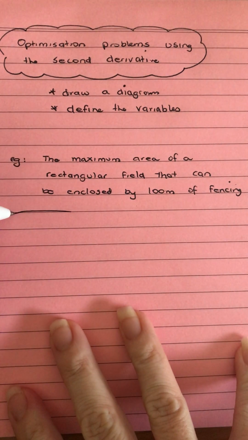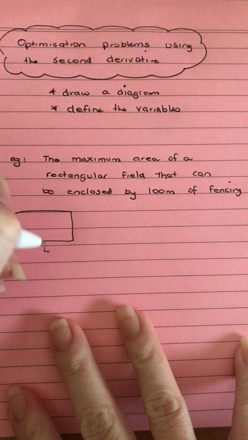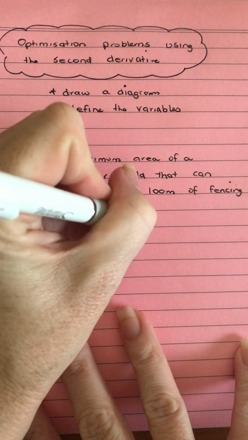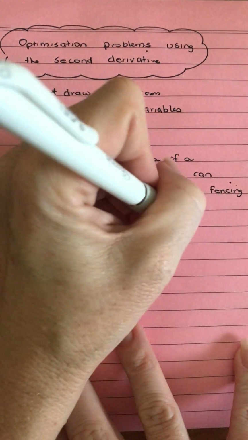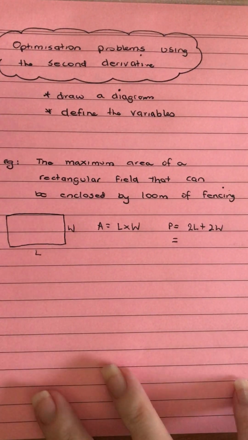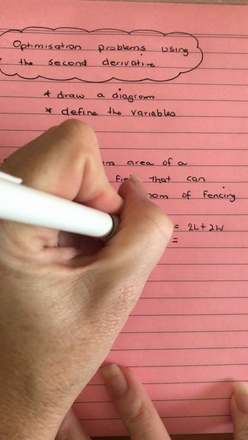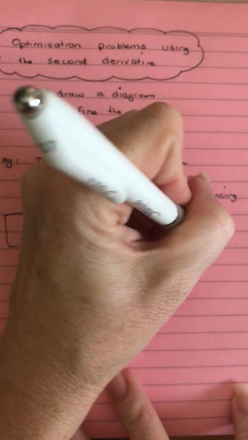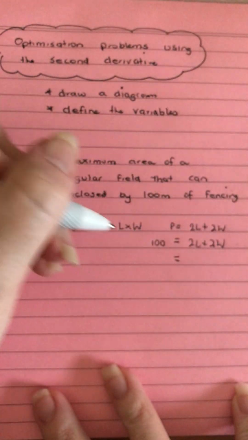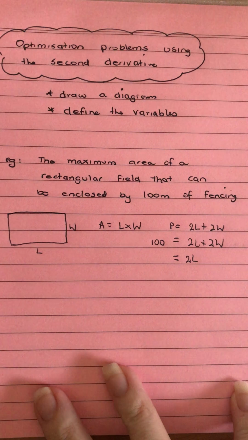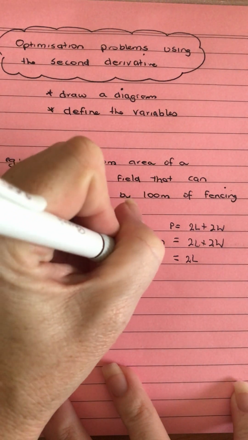So if we've got our rectangle, obviously we've got our length and our width. We know that our area is going to be length times width, but we also know our perimeter is going to be 2 lots of length plus 2 lots of width. That is what we can then use the 100 meters to try and work through our problem. So we've got 100 is equal to 2L plus 2W. So then we can write that 2L, and you could go with the width if you wanted. It doesn't matter which way you go.